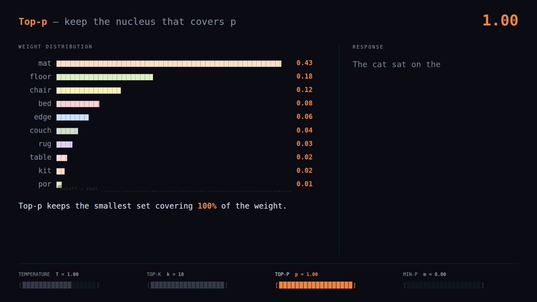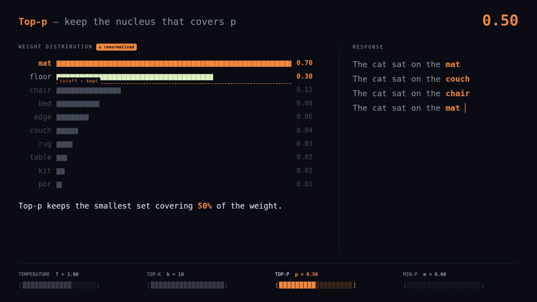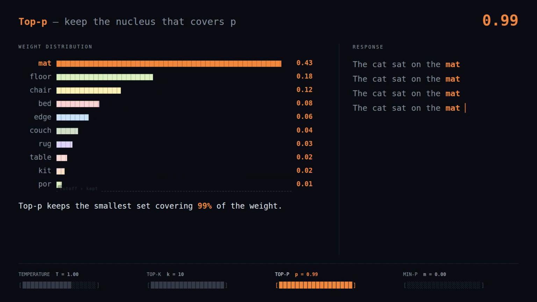Another filter is top P, the smarter cousin. Instead of a fixed count, it follows the probability itself. Set P to 0.9, and it keeps just enough candidates to cover 90% of the weight. Bring it down to 0.5, and it gets strict. Only the most likely survive, then they're renormalized. Push it close to 1, and almost everything comes back in. The cutoff adapts to the shape of each moment.